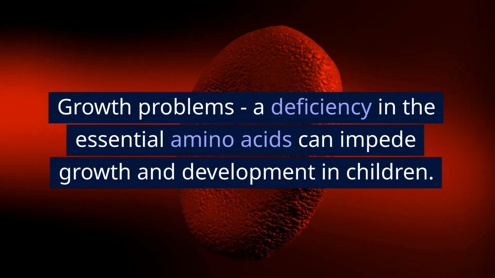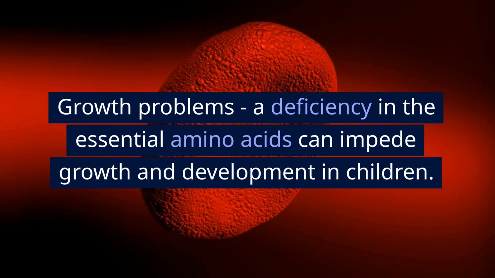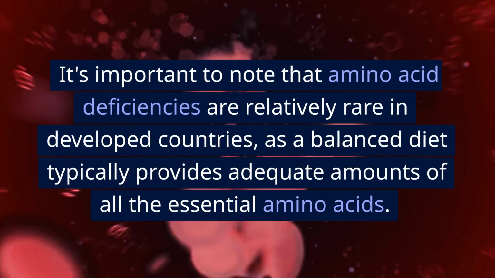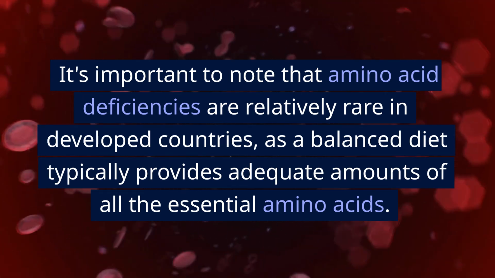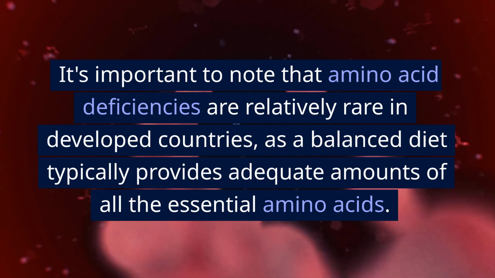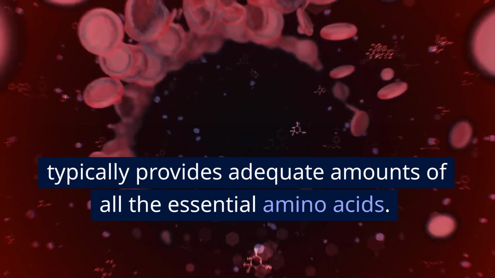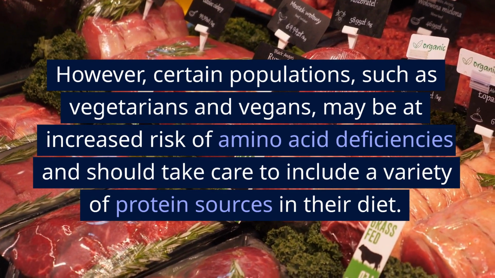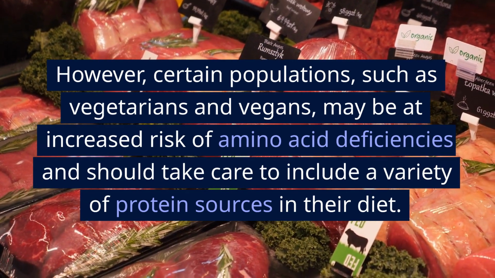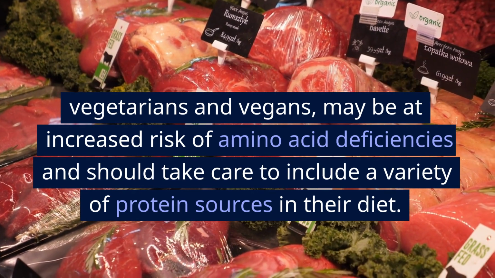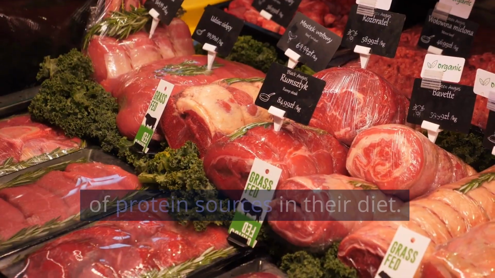Growth problems. A deficiency in the essential amino acids can impede growth and development in children. It's important to note that amino acid deficiencies are relatively rare in developed countries, as a balanced diet typically provides adequate amounts of all the essential amino acids. However, certain populations, such as vegetarians and vegans, may be at increased risk of amino acid deficiencies and should take care to include a variety of protein sources in their diet.